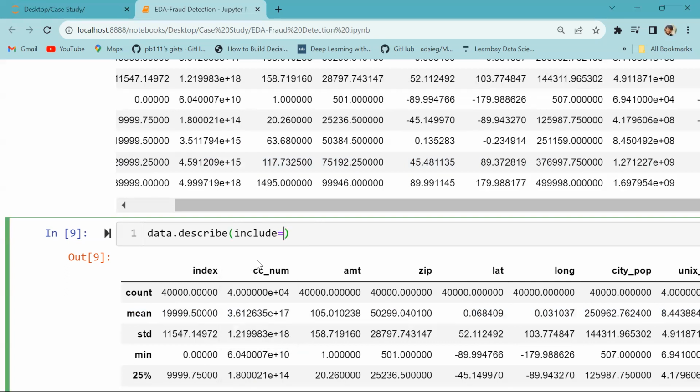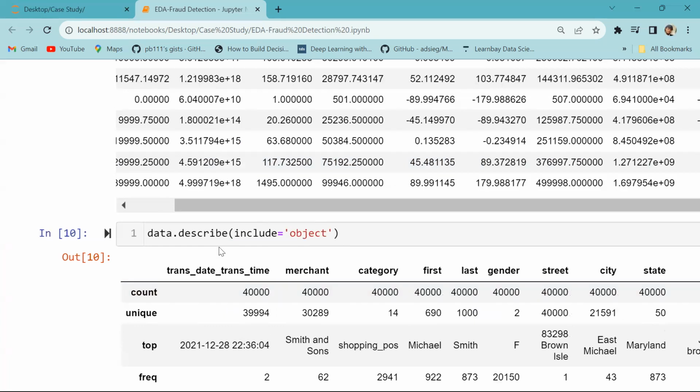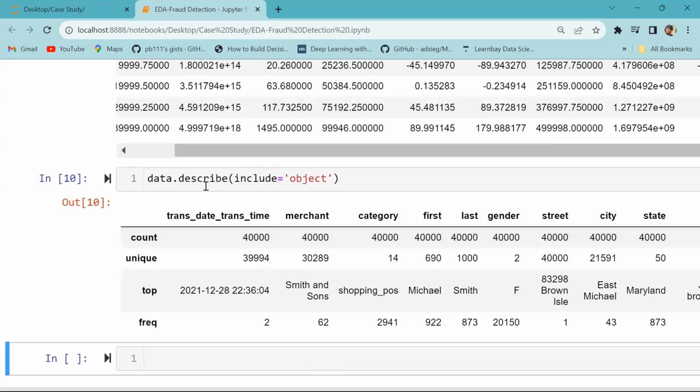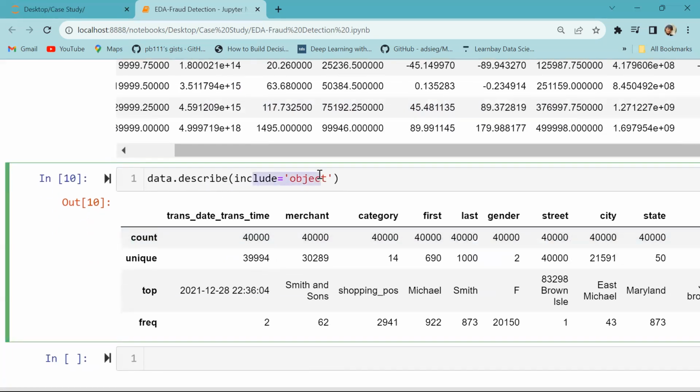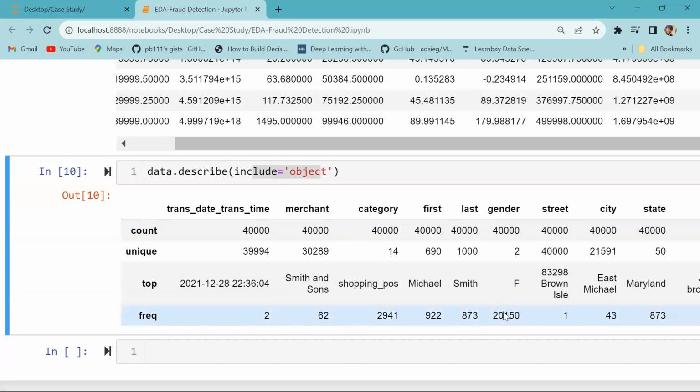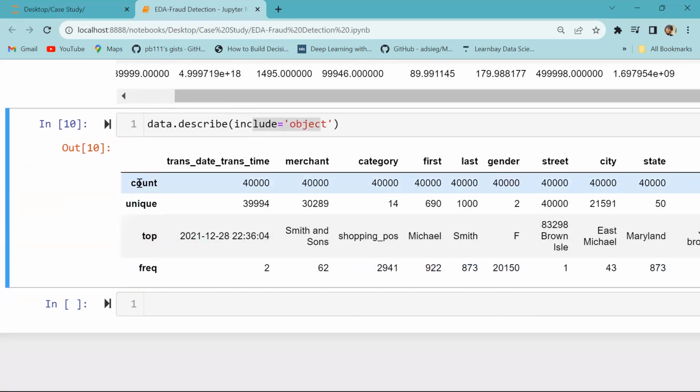Include. I want to find only the object types, that means categorical data, the descriptive statistics. When we go through the descriptive statistics for the object type, we have transaction date, merchant category, first name, last name, gender, street, city. So here we have the count total of 40,000, and the unique numbers.